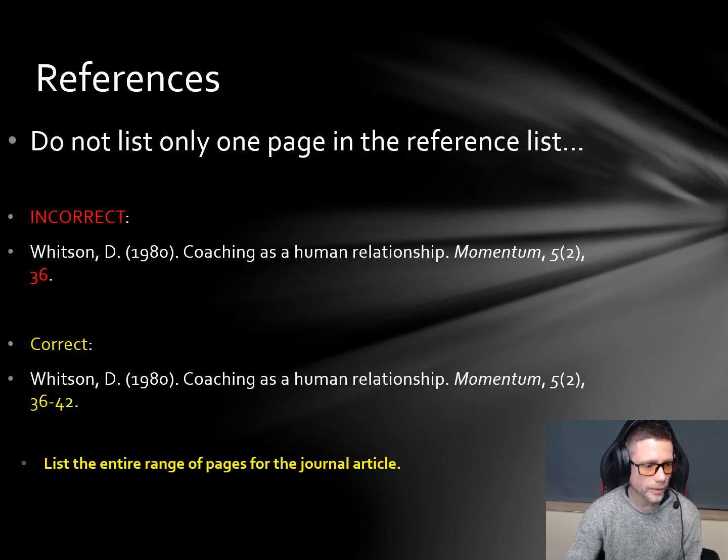Other things that I will see, sometimes students will list the first page that the article is on rather than the full page range. So for this example, the student listed 36 and not 36 to 42, which is the page range.